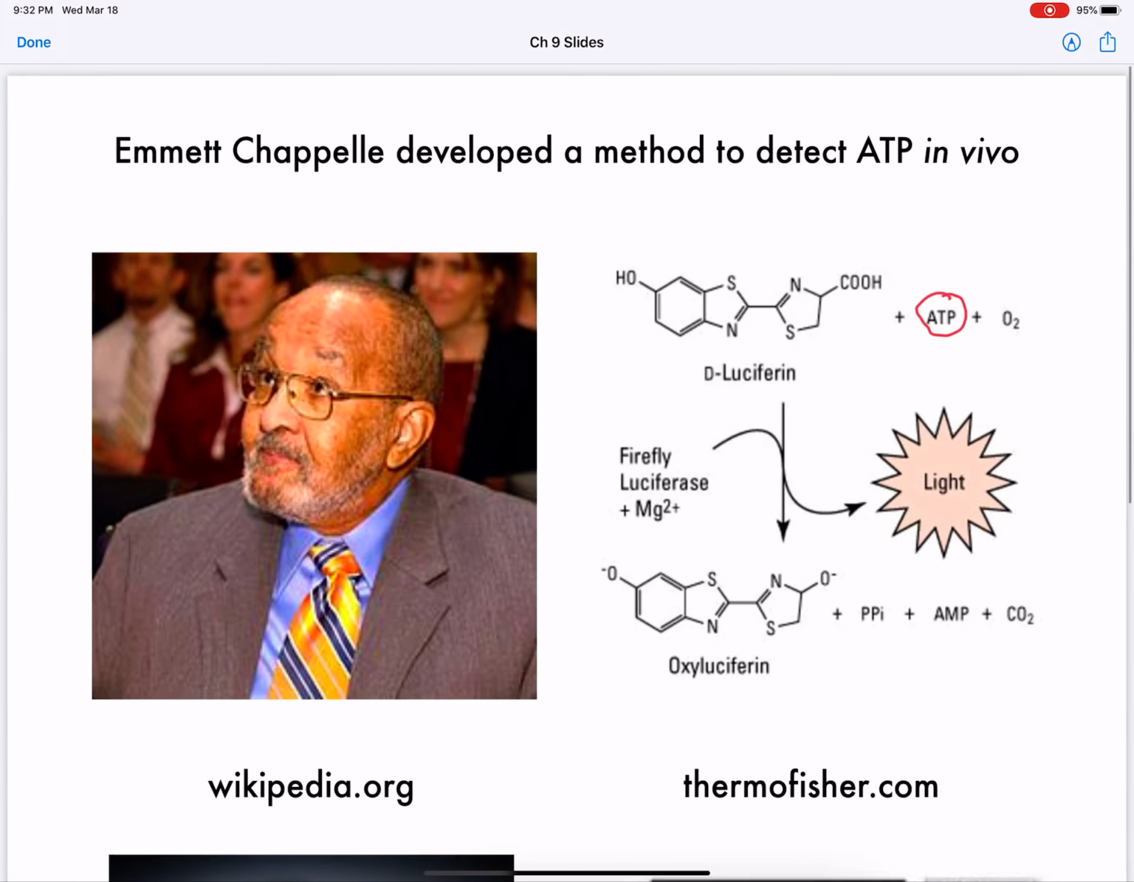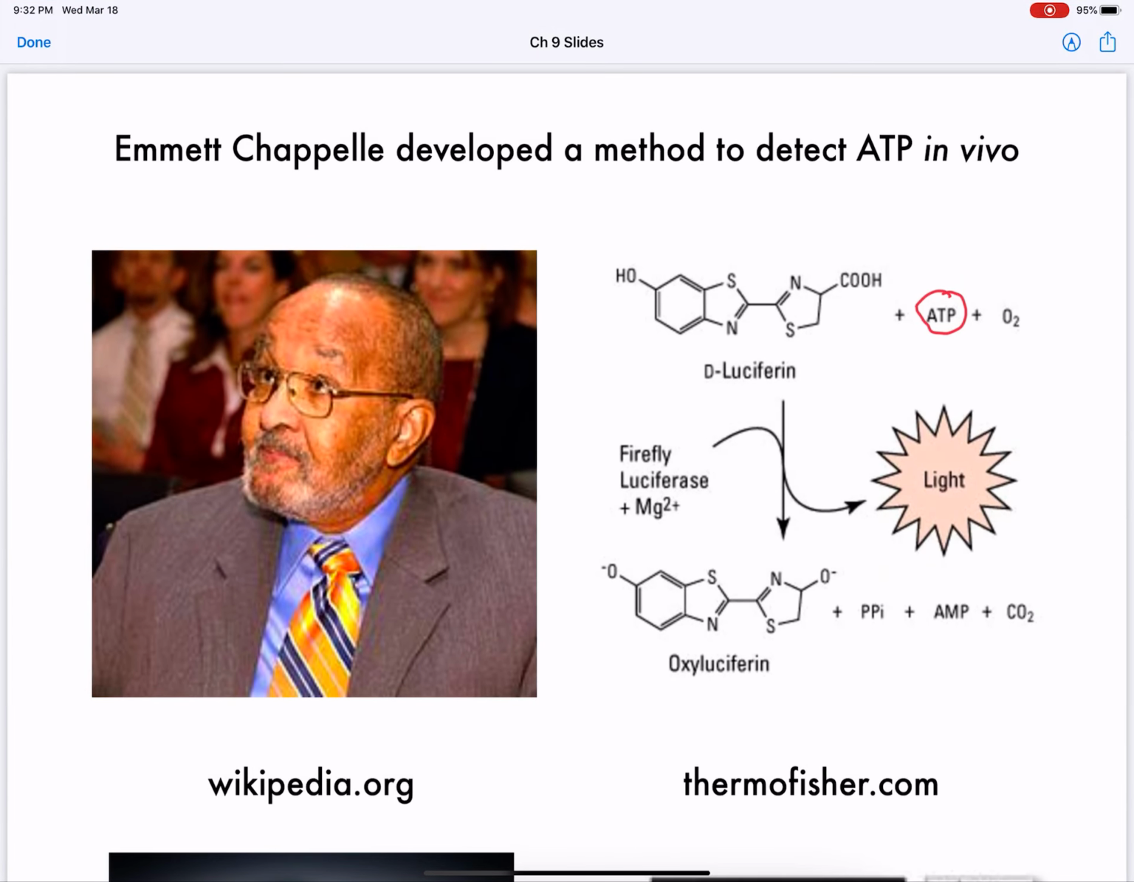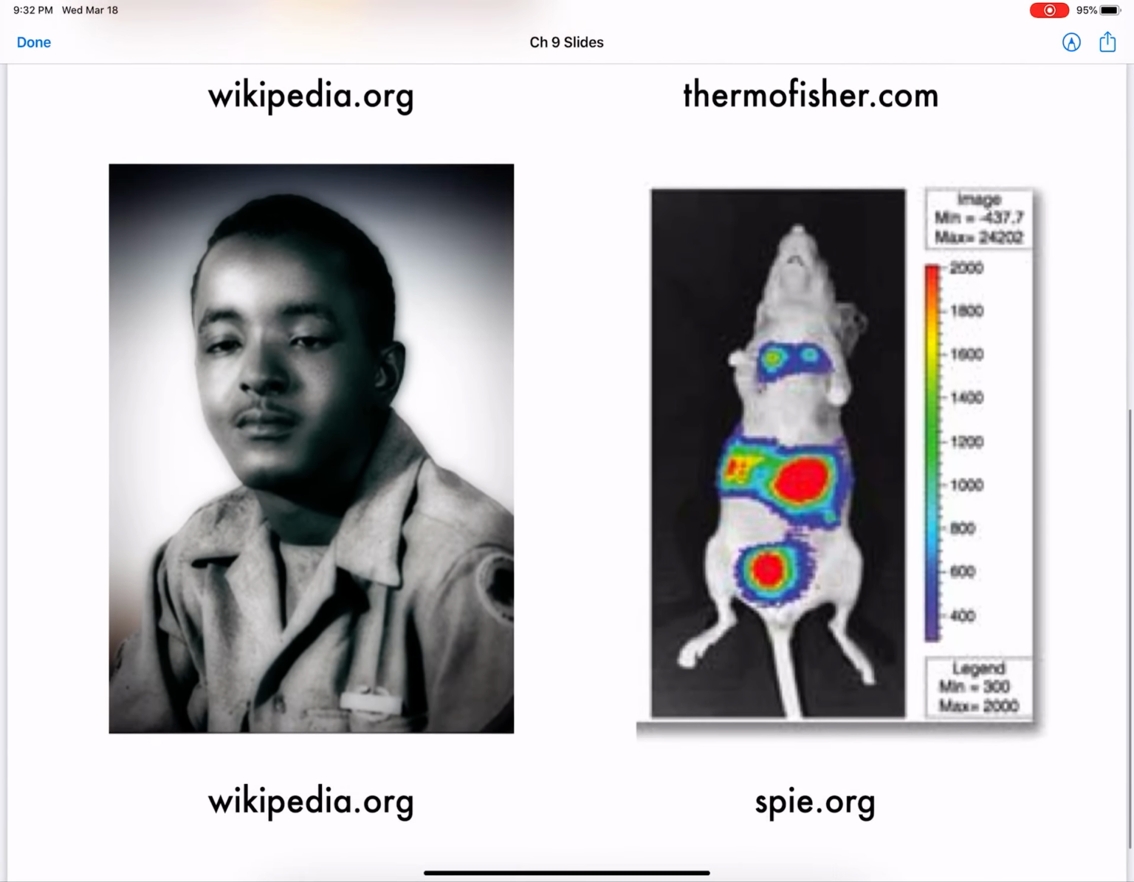I want to show you some pictures. The photo in the top left is Dr. Emmett Chappell. Back in 2007, that's a photo from when he was being inducted into the National Inventors Hall of Fame. The photo in the bottom left is also of Dr. Chappell, but this is back in 1942 when he was in his early 20s, so about y'all's age. Throughout his career, Dr. Chappell was a fairly prolific scientist, and he made numerous discoveries that had a huge impact on biochemistry.